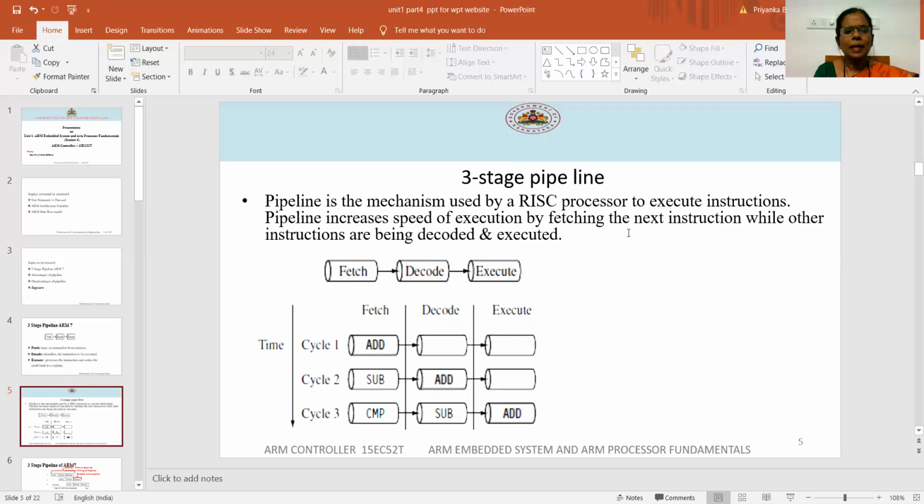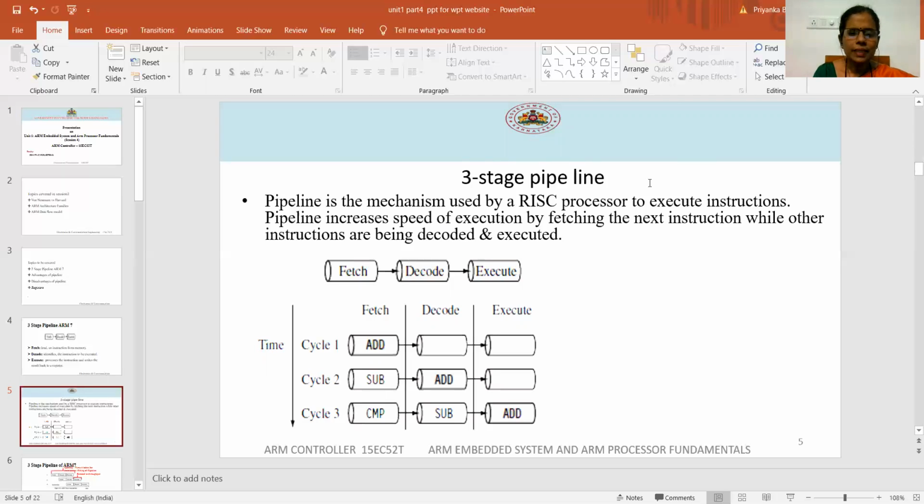In the three-stage pipeline, the pipeline is a mechanism used by the RISC processor to execute instructions. Pipeline increases the speed of execution by fetching the next instruction while other instructions are being decoded and executed. So what is pipelining? The process of fetching the next instruction while the other instruction is being decoded and executed. This process is called the pipelining process.